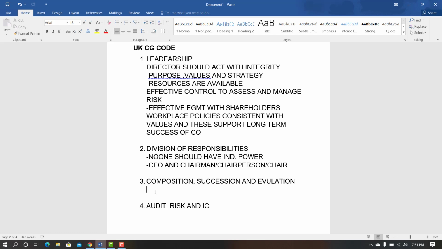So new directors are appointed by the nomination committee. An appropriate balance of skills, experience, independence and knowledge should be regularly refreshed. So there should be competence.